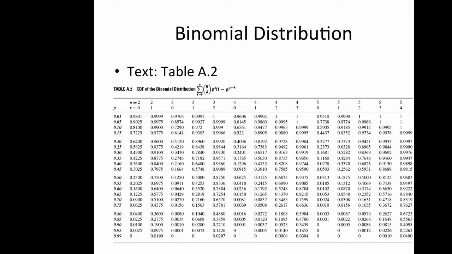Our textbook has table A.2, and it's a little confusing to navigate at first, but let's take a look at it here. I've reproduced just the first portion of the table on this slide. This is the CDF, where n is the number of trials that we will have, and x is the number of occurrences that we're looking at.